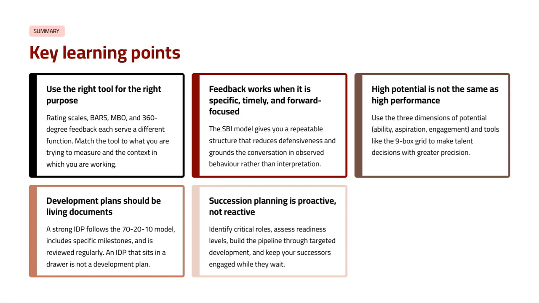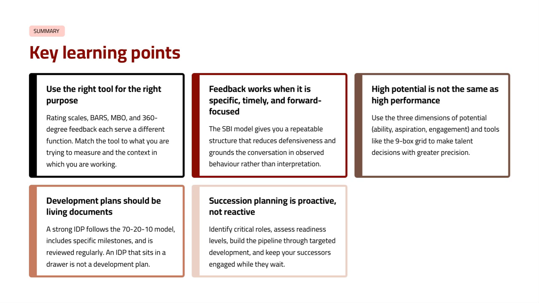To summarize our key learning points, it's crucial to use the right tool for the right purpose. Rating scales, bars, MBO, and 360-degree feedback each fulfill different functions, so matching your tool to what you're measuring in the context is essential. Feedback is most effective when it's specific, timely, and focused on the future. The SBI model helps by providing a repeatable structure that minimizes defensiveness and keeps the conversation grounded in observed behavior rather than personal interpretation.